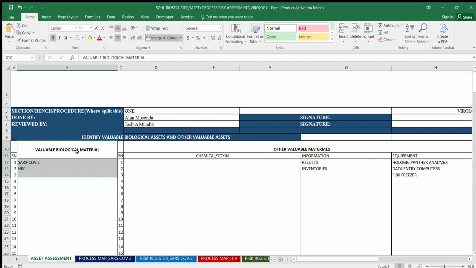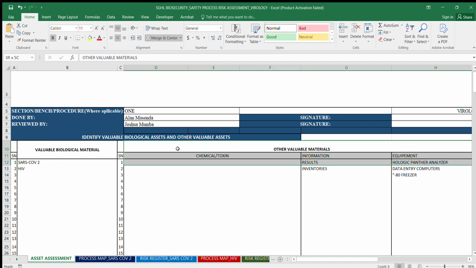The agents you indicate under valuable biological materials may be those of high consequence or high risk as compared to the other types of biological agents. So you can indicate those high consequence agents, or you can indicate all the agents and then determine which of these may be of more value to the adversary. Like we described, adversaries may be either insiders or outsiders. We will look at that later on.